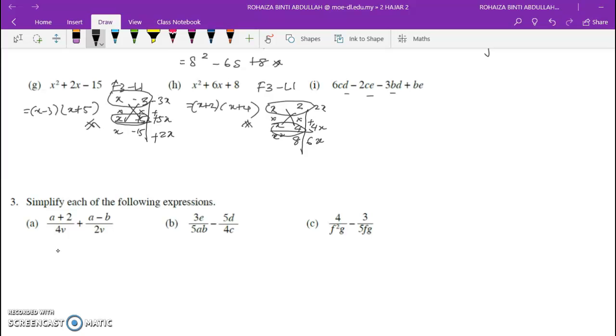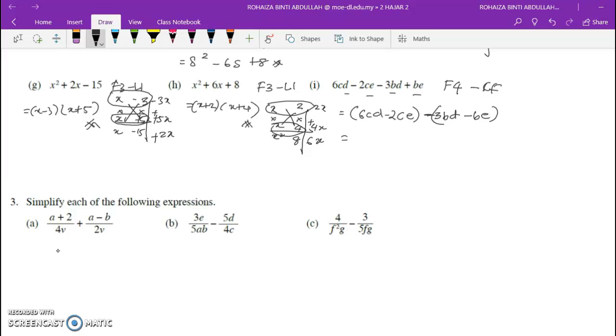Okay, here 4 terms. So use factorize number 4. Okay, find the common factor. Okay, open the bracket. 6CD minus 2CE. Another one. Negative 3, tutup. Negative 3BD minus BE. Negative, positive, negative. Negative, negative, positive. Okay.